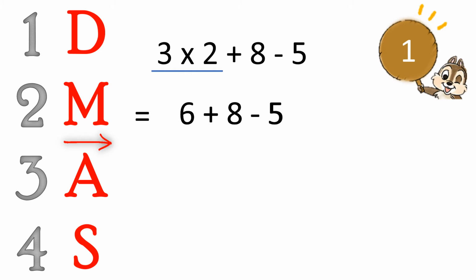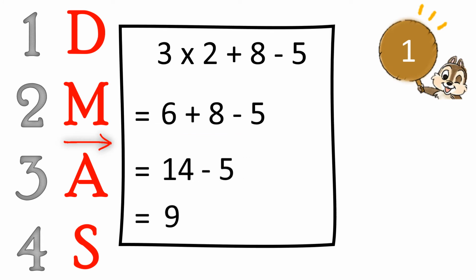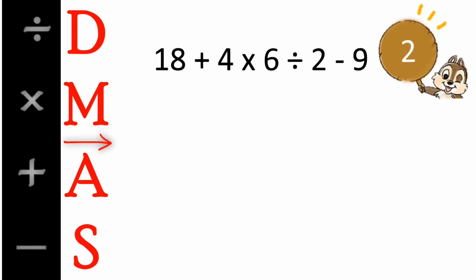Now in this expression, what do we have to do? Addition or subtraction? Yes, addition. So do the addition. 6 plus 8 is equal to 14. So write 14 and minus 5 as it is. Now subtract 14 minus 5. We get 9. So 9 is the answer of this numerical expression. Let us solve one more question.